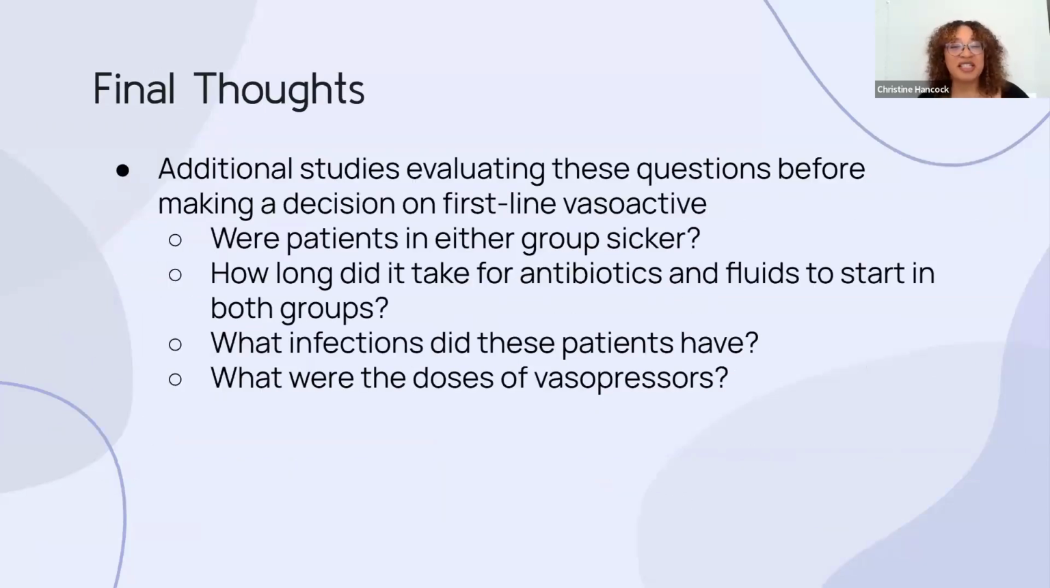And so what are my final thoughts? What do I make of the study, and do I really have a decision? I would say for now, there are a couple questions that I would like answered before I can fully make a decision on what is the best first-line vasoactive. Were patients in either group sicker? How long did it actually take for antibiotics and fluids to start in both of the groups? What infections did these patients have, and what were the doses of vasopressors? And I feel like just having this reported out as a general thing for us to evaluate, I think may provide some more depth to the study.